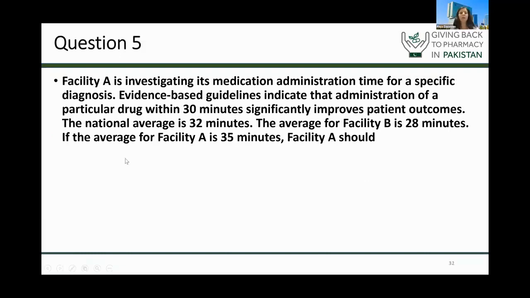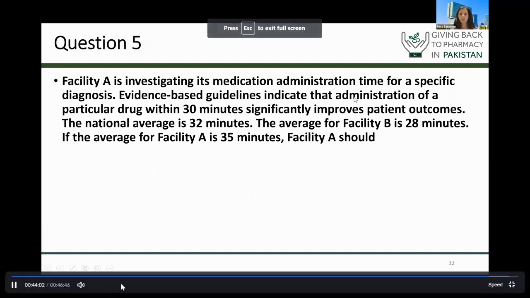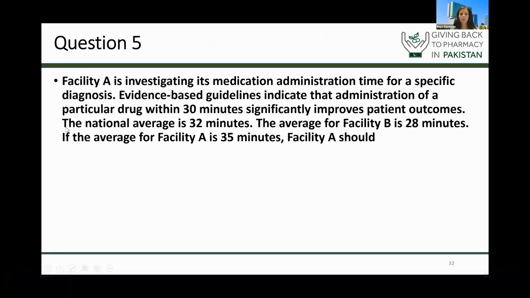Question number 5. Facility A is investigating its medication administration time for a specific diagnosis. Evidence-based guidelines indicate that administration of a particular drug within 30 minutes significantly improves patient outcomes. Your national average, your benchmark, is 32, but your friend facility is doing well at 28, and you are a little bit above at 35. What are you going to do?